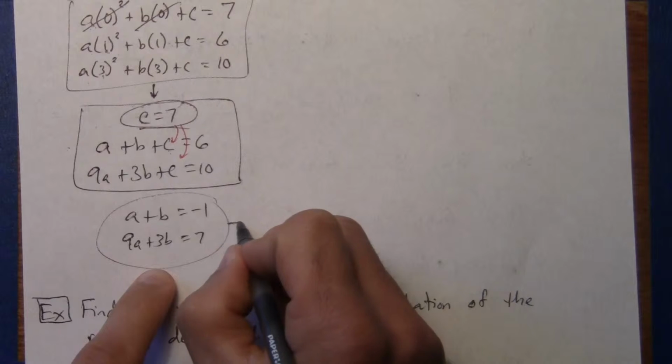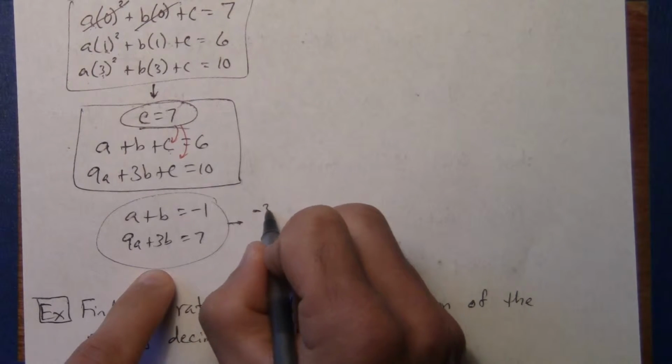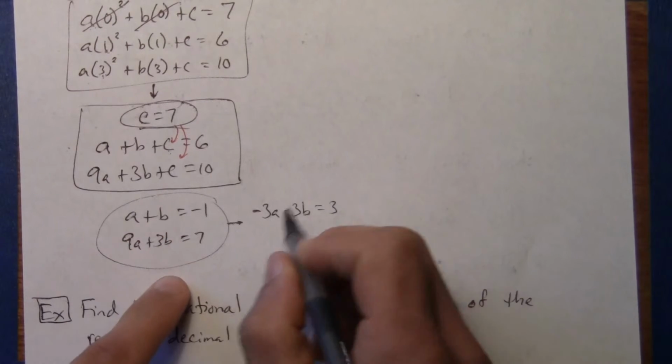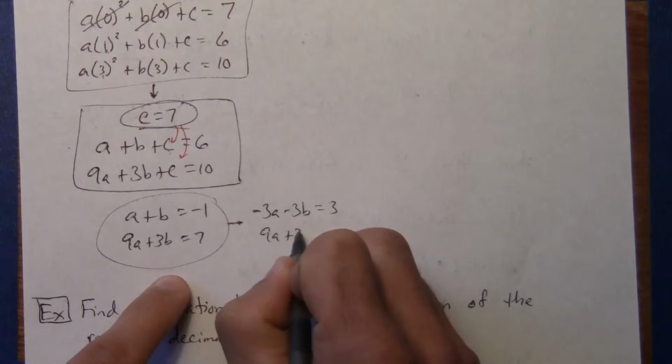But back to this. I would multiply the top equation by negative 3 to say it's negative 3a minus 3b is equal to now positive 3. That way I can cancel the b terms.